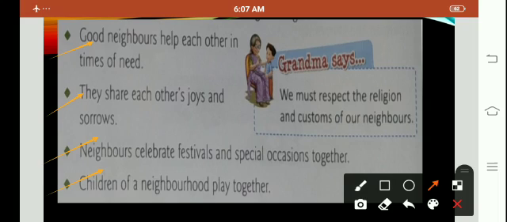So these are the qualities of good neighbors, that they help each other in the time of need. They share their joys and sorrows with each other. They celebrate all the festivals and special occasions together. Children play together. Grandma says we must respect the religion and customs of our neighbor. So, children, there are different people of different religion and customs living around a house. So, we should respect their religion, we should respect their customs, and we should also enjoy the festivals together with them.